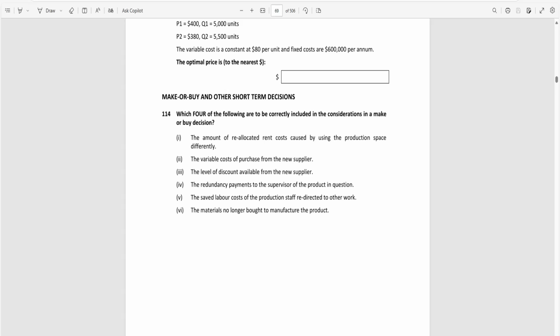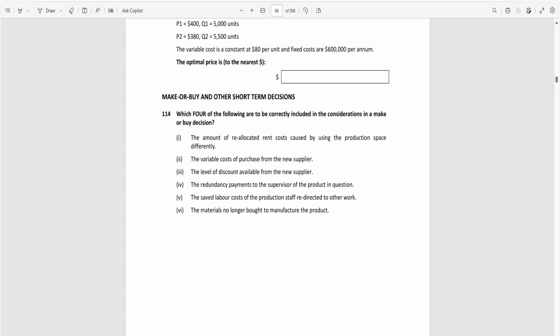So the second one is the variable cost of the purchase from the new supplier. Of course, if we are deciding to buy a certain product from outside the organization, in that case we will consider the variable cost of the materials or any things that we are buying from the new supplier. Third is the level of discount available from the new supplier. This is also true: if we are purchasing any product or service outside the organization, and we are getting a discount, we will consider that in making the buy or make decision, right?